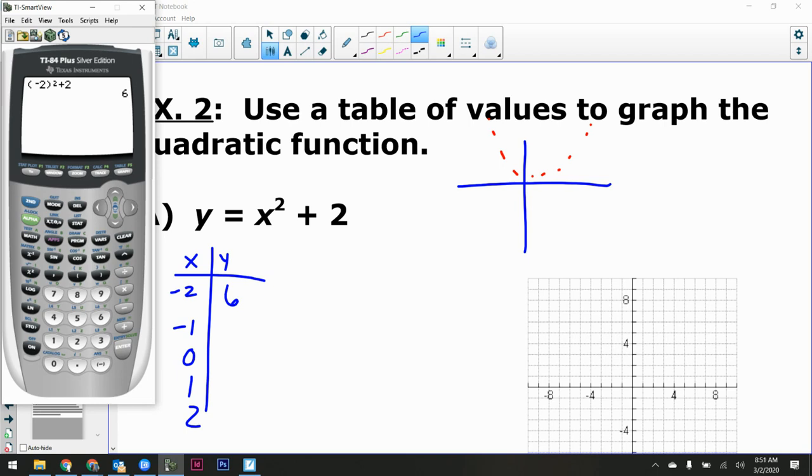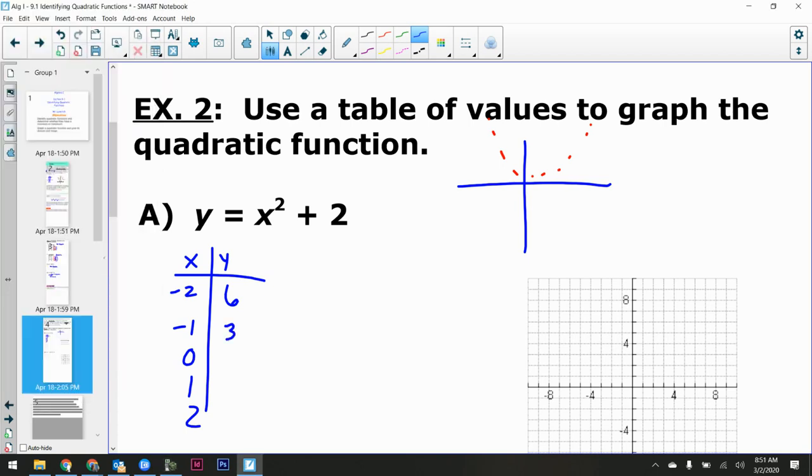What do we get now? 3, that's much better. Guys, the 0 should be really easy. You plug 0 in, what's 0 squared? 0 plus 2 is 2. What do I get when I plug in 1? 1 squared is 1, plus 2 is 3. 2 squared is 4, plus 2 is 6.